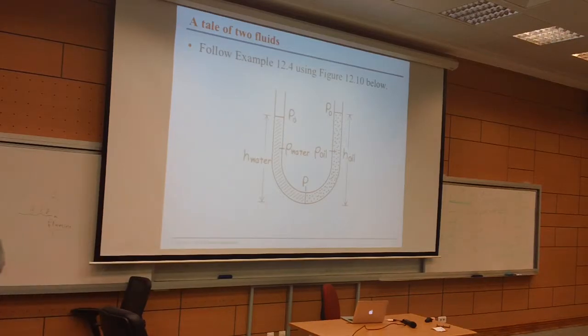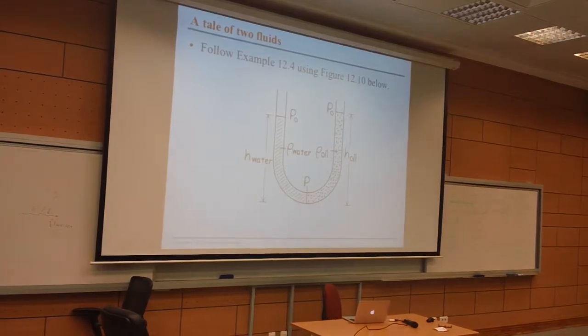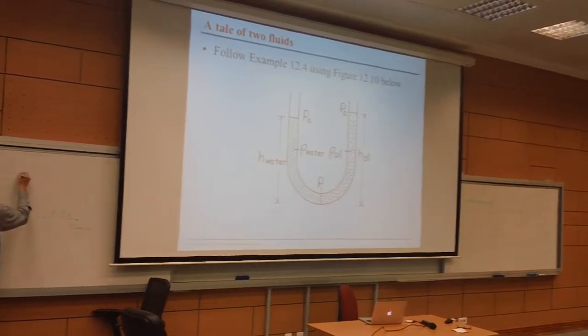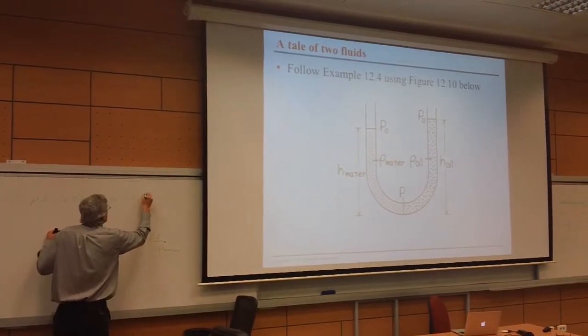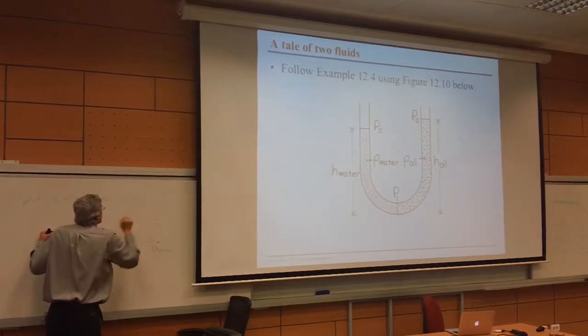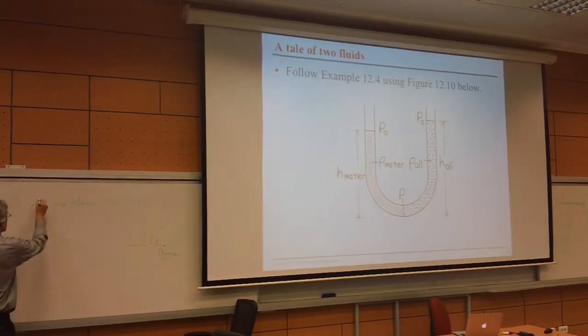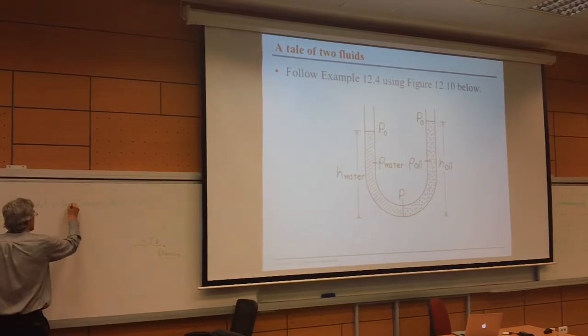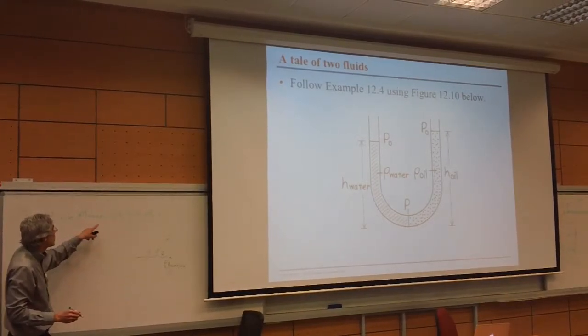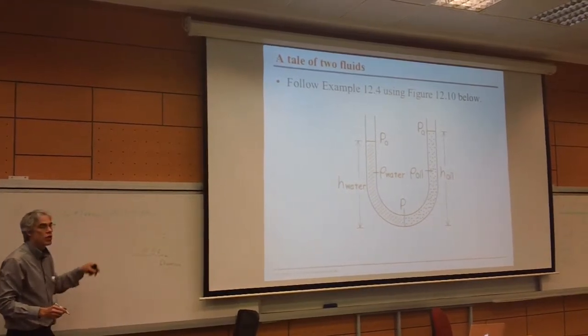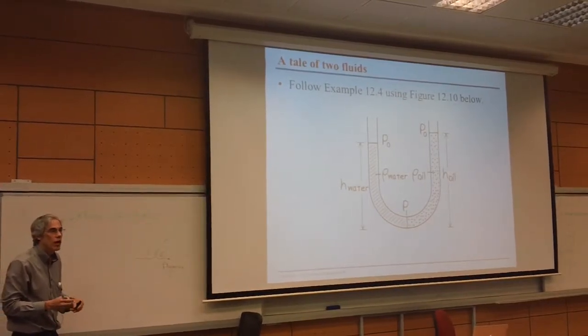So the pressure from the water is P naught plus rho of water times g times the height of the water, right? And that must be equal to the pressure on the other side, which is P naught plus rho of the oil times g times the height of the oil, right? So P naught is the same on both sides, g is the same. So the heights of the two columns will be inversely proportional to the ratio of the densities. Okay?